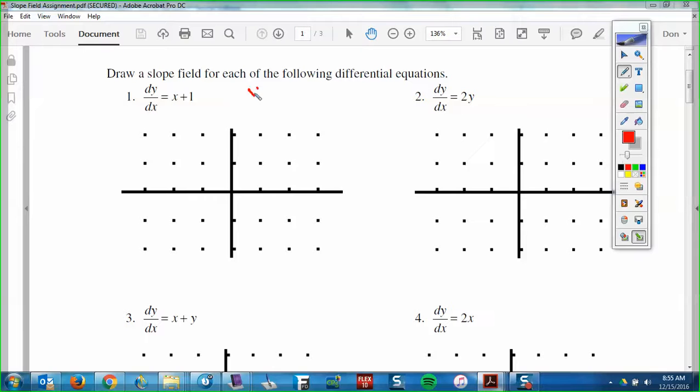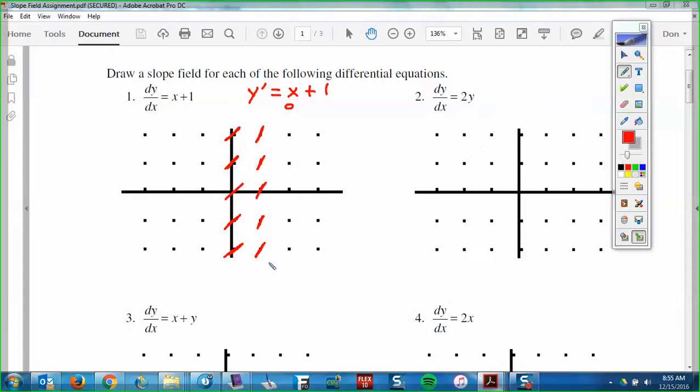So remember, dy over dx is the same as y prime. So it's just y prime equals x plus 1, same thing. Okay? So if x is 0, what do you got? So what's that mean? On the y-axis right here. So if x is 0, which would be here, here, here, here, and here, all the time when x is 0, you're going to get a slope of 1. When x is 1, you're going to get a slope of 2, so that's going to be steeper.